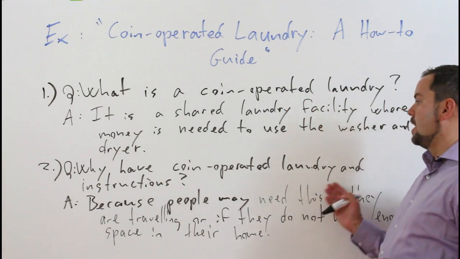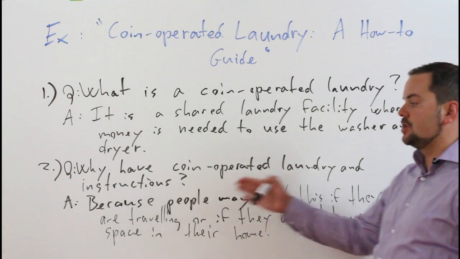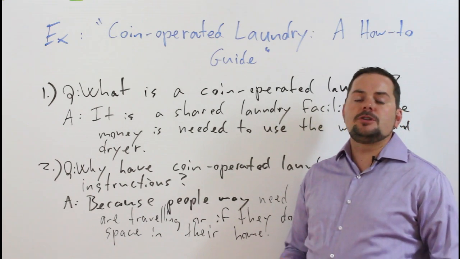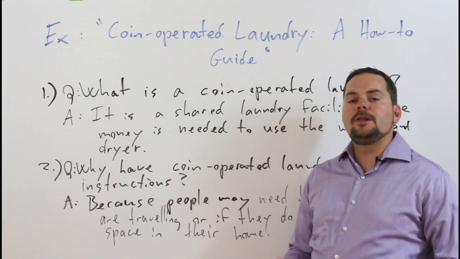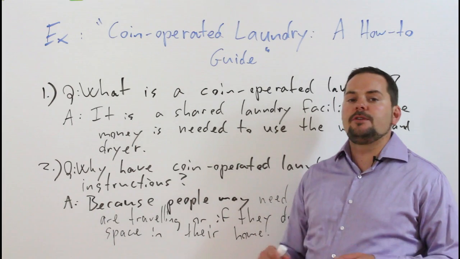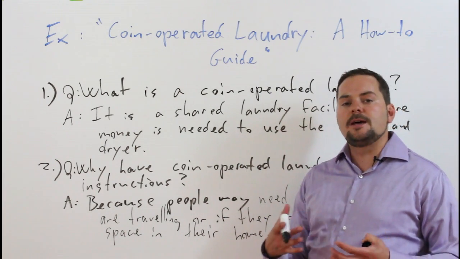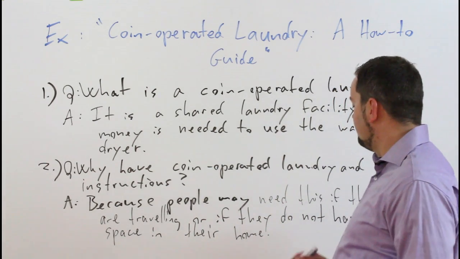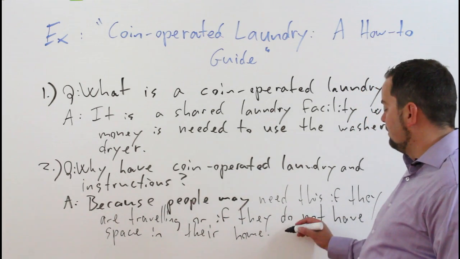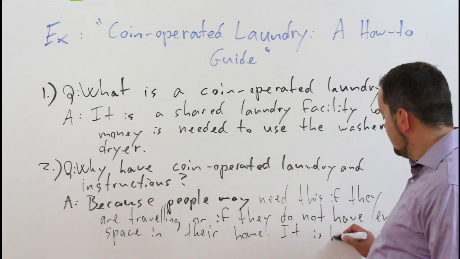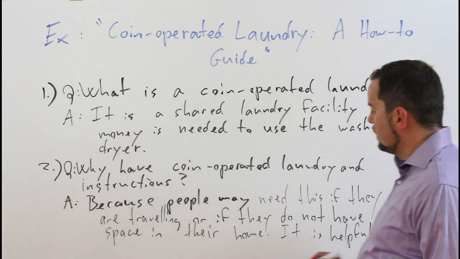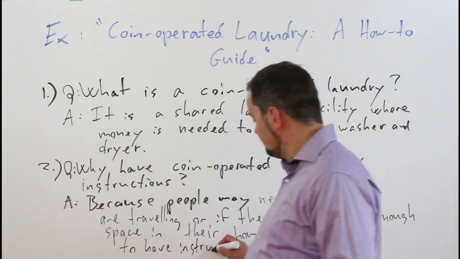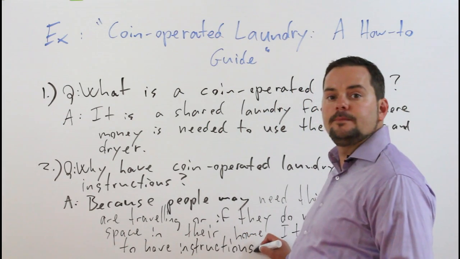And of course, why do we have instructions for coin-operated laundry? Well, maybe it's sometimes tricky to use, or in different places, especially if you're traveling and you're in a different country, there might be different steps to using these coin-operated laundries. So it is helpful to have instructions.